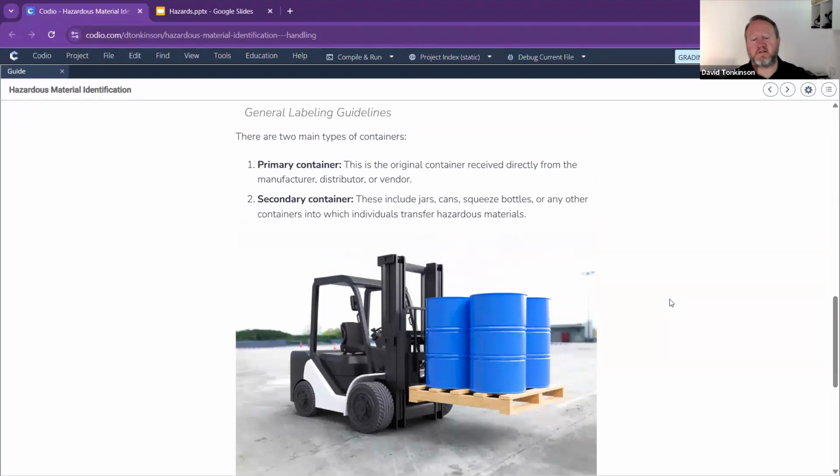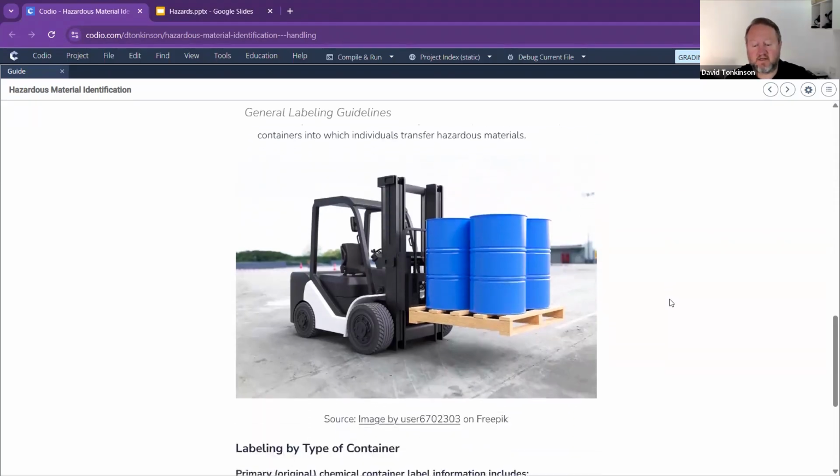Okay, so here's that definition that we've just gone through. Thank you very much for the great answers in the Slack live chat channel. So primary container is the one that it arrives in. It's the big tub. It's where we bulk buy stuff from. The secondary container, as you say, is anything that we pour that material, be it a liquid, a solid, or a gas, transfer into. That is deemed as the secondary container.